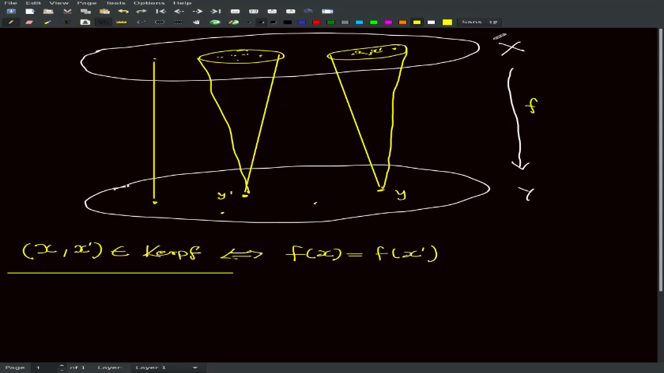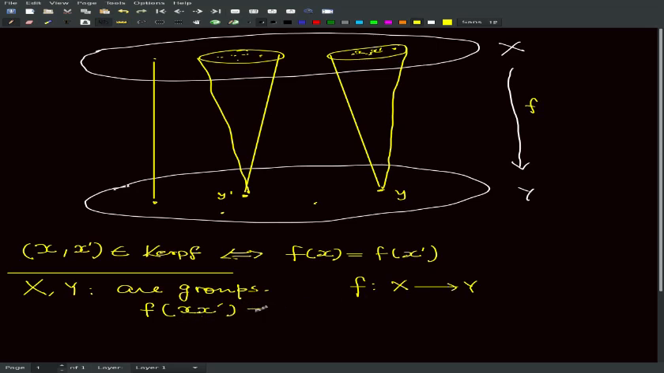Okay. So now this is the intuitive picture of kernel pair. Now connection with kernels and so on. So now suppose X and Y are groups. So you have a function from X to Y. It is called a group homomorphism, provided it preserves the multiplication. If the multiplication in X is denoted like this, then this means it is something like this, right?